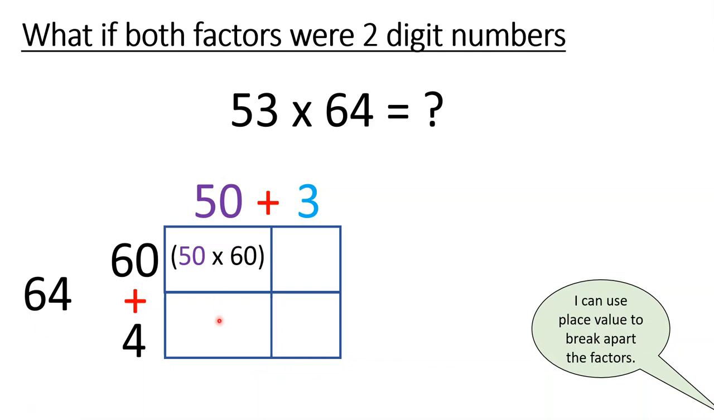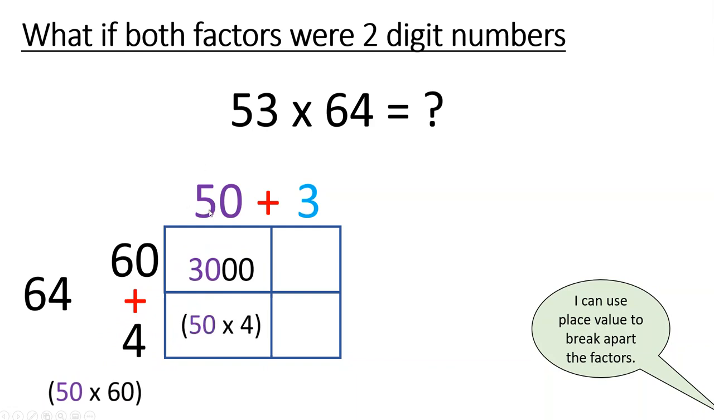Everywhere where there's 50 going down, we're going to multiply all these blocks by 50, and all these blocks by 60. So where they cross is where we do the multiplying. So 50 times 60. It's like using a multiplication table with bigger numbers. 5 times 6 is 30, 30 times 10 is 300, 300 times 10 is 3,000.